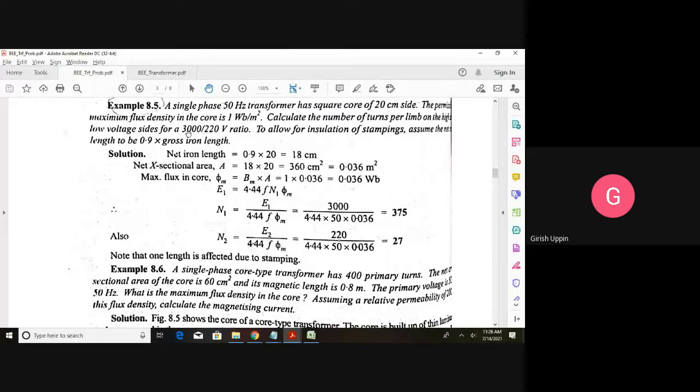Assume this as an ideal transformer, therefore V1, this given V1 is equal to E1 is equal to 3000 divided by all this value, we get 375 as the number of turns on the primary side. N2 we can calculate in two ways, as I told before, either using the E2 equation, E2 is equal to 4.44 F phi m N2, or we can use the voltage transformation ratio, that is E2 by E1 is equal to N2 by N1. N1 is already calculated, E1 and E2 are known. You can find out the value of N2. So it will come as 27 turns.